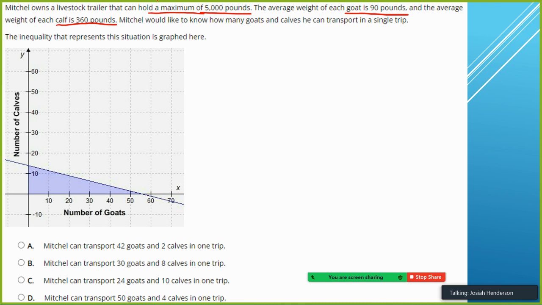For an inequality, it says there's a maximum of 5,000 pounds. So what I'm imagining is each goat added to calves has to be less than or equal to 5,000. All my goats, all my calves added up has to be less than or equal to 5,000. I can't pass that maximum. That's why I chose less than or equal to.